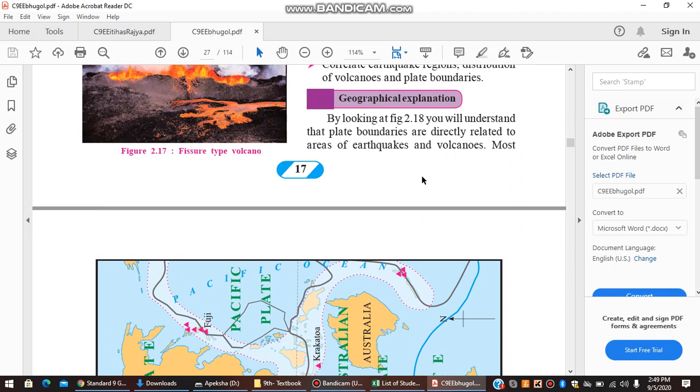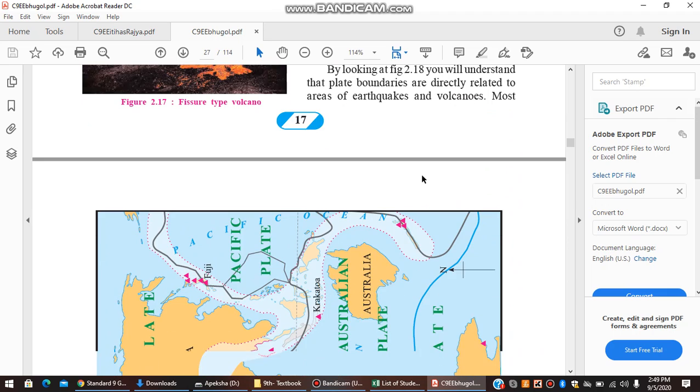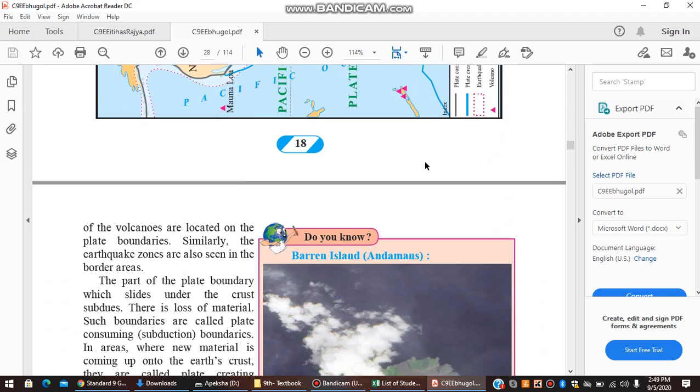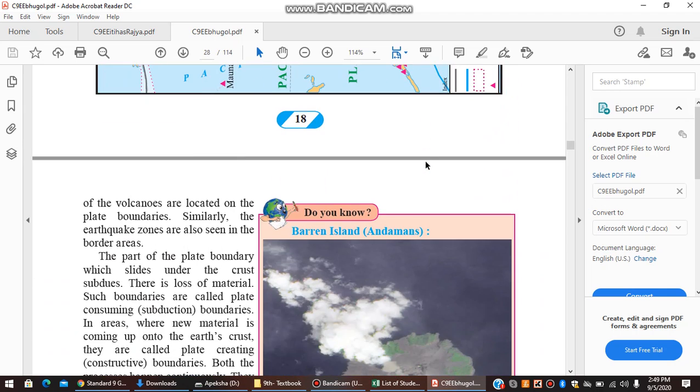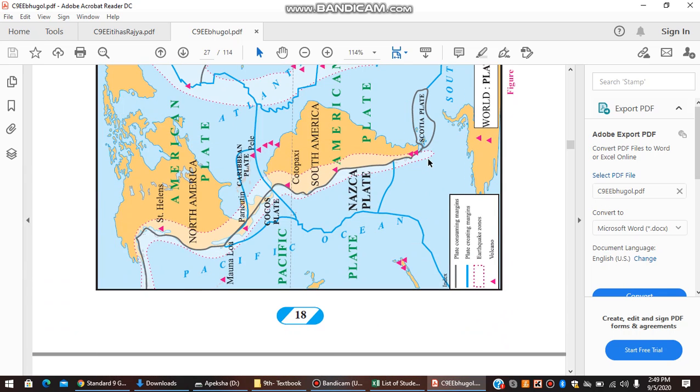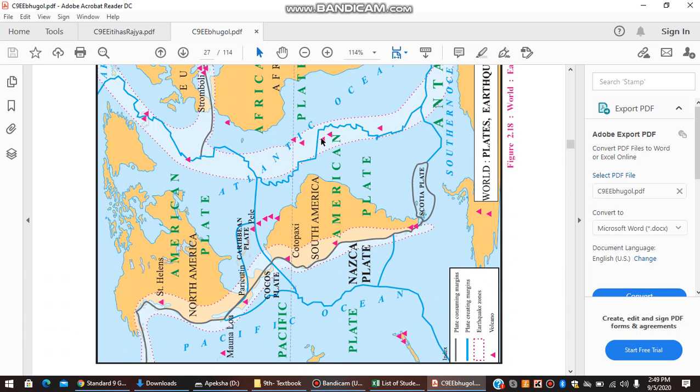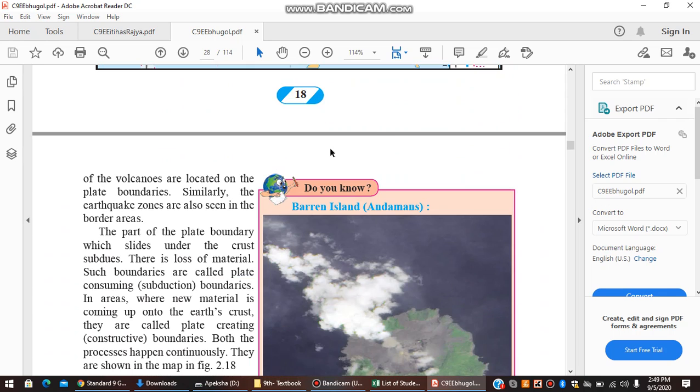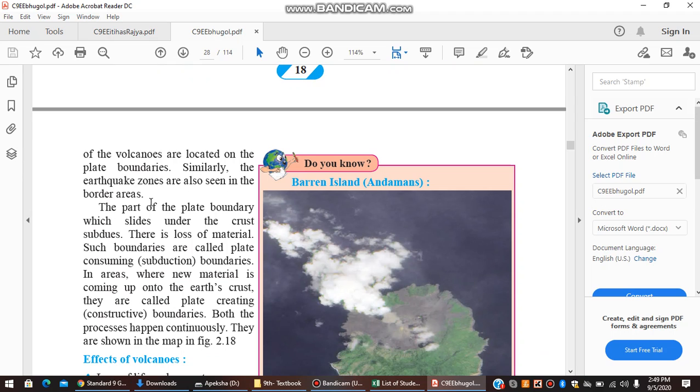So, by looking at the figure, you will understand that the plate boundaries are directly related to the areas of earthquakes and volcanoes. Most of the volcanoes are located on the plate boundaries, as we can see in the diagram. Many are along the boundaries of this plate. Similarly, the earthquake zones are also seen in the border areas.